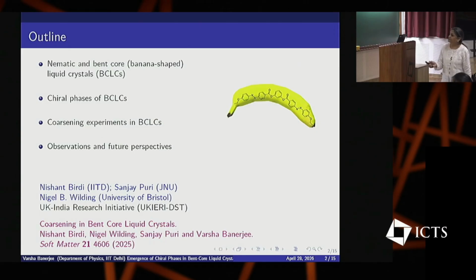And you can see this banana here. So these bent core liquid crystals are actually banana-shaped liquid crystals. They're these curved objects, achiral, but let's see what kind of phases they give. This was part of Nishan's PhD thesis, co-supervised by my colleague in JNU, Sanjay Puri. It was also part of a UKRI project that we had. The partner there was Nigel Wilding. And it's been published in this particular paper.